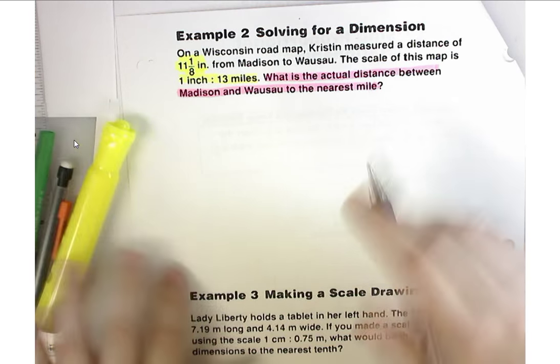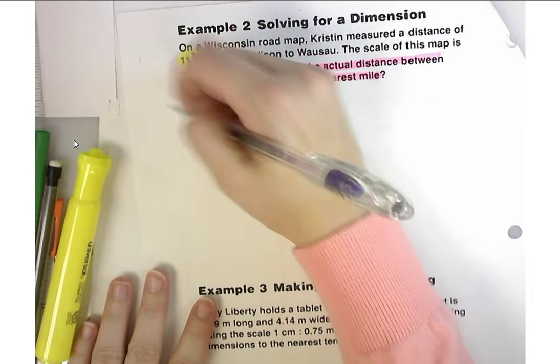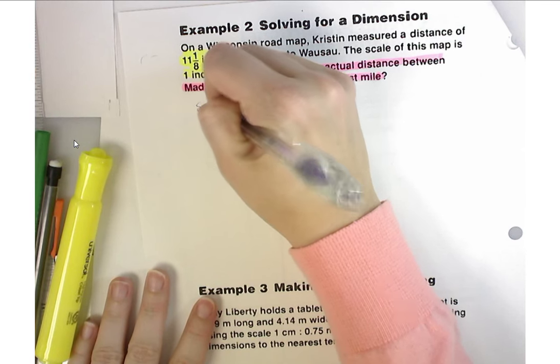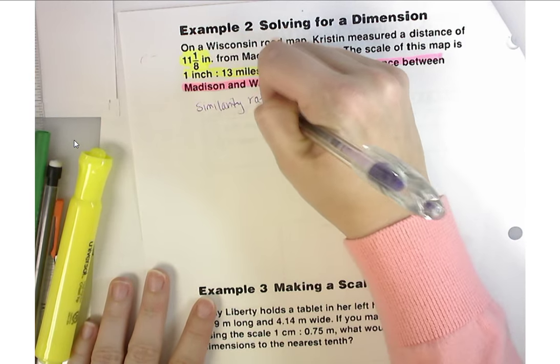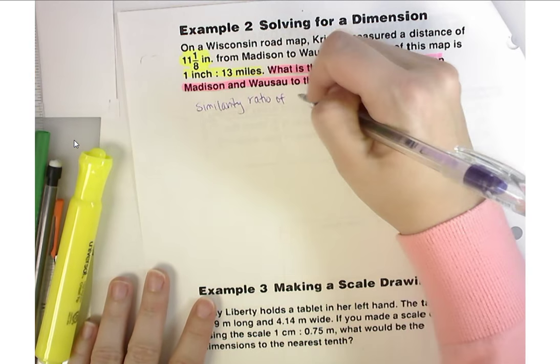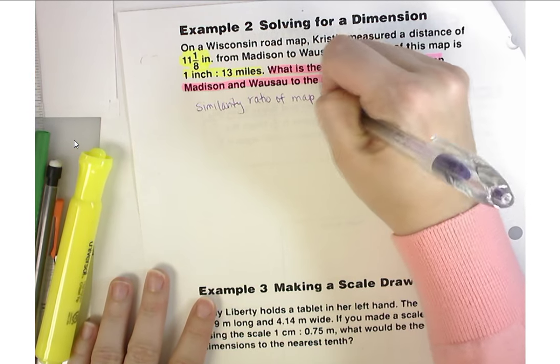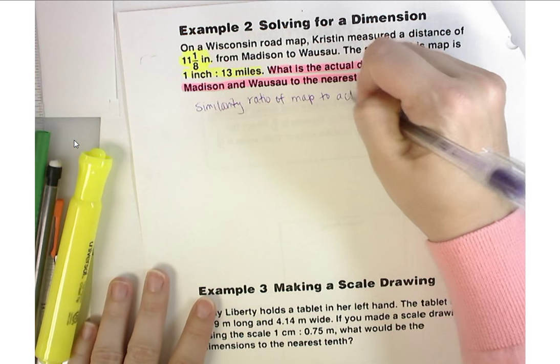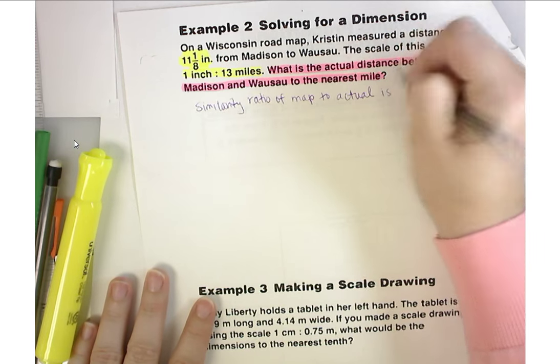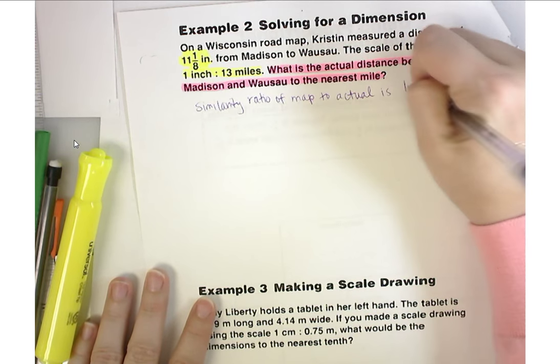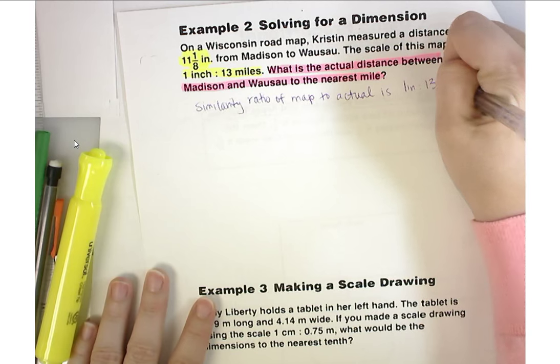Notice it says to the nearest mile, so we're going to be doing some rounding here. The similarity ratio of map to actual is 1 inch for every 13 miles.